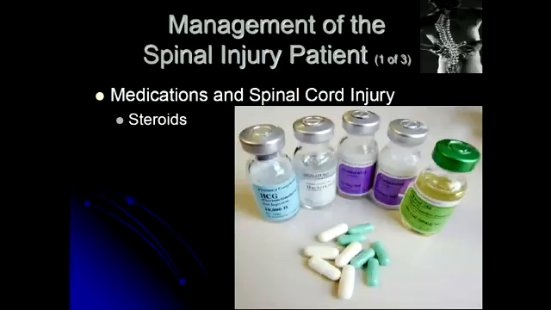Steroids, from a treatment point of view, are basically out of favor. They've not been shown, as I mentioned earlier, any improvement to spinal cord injured patients.